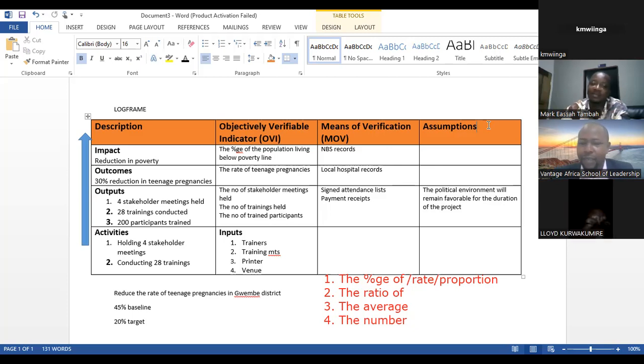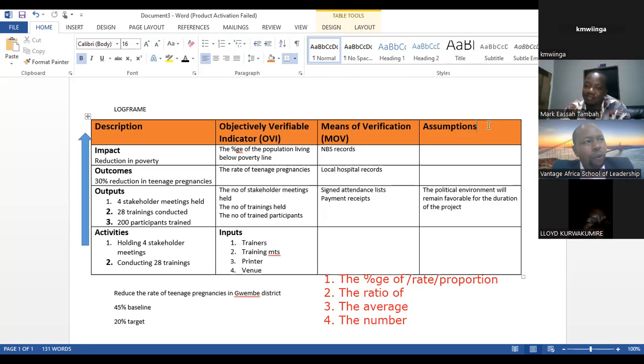Yes, Mark. If we look at it practically, assumption can also lead to risks. If you say the political environment will remain favorable, and we were discussing this somewhere around the middle of the year going to an election, and the project is still running, unfortunately, the election went and the incumbent did not win and they tried to destabilize things. But our assumption was there that it would be favorable. And so assumption can also lead to risk based on the unfolding circumstances within the activities.